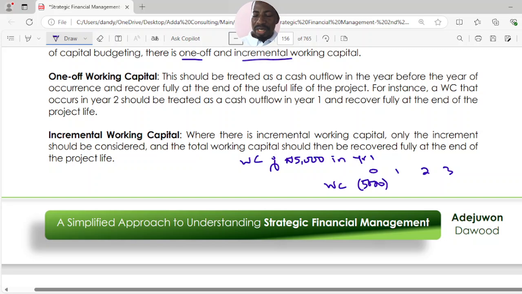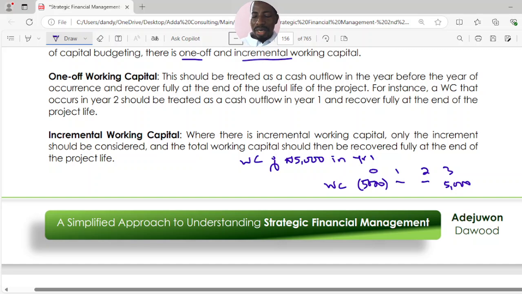In the year before the year of occurrence, then at the end of the useful life, you recover the entire working capital. The useful life of the project is 3 years. Therefore, at the end of year 3, I will recover the entire working capital. That means my working capital is equal to 0. By the time I discount it, it's not going to be the same thing again because the discount factor at year 0 is different from the discount factor at year 3. Okay, so this is how to treat working capital.